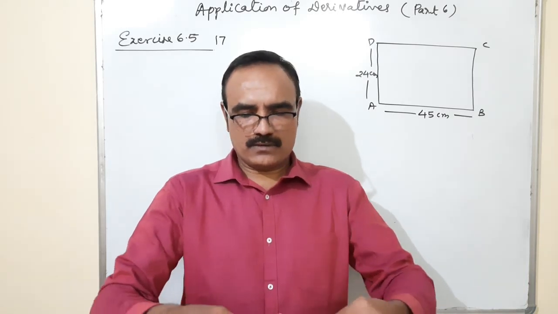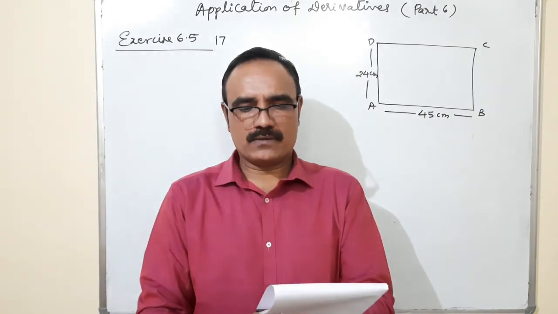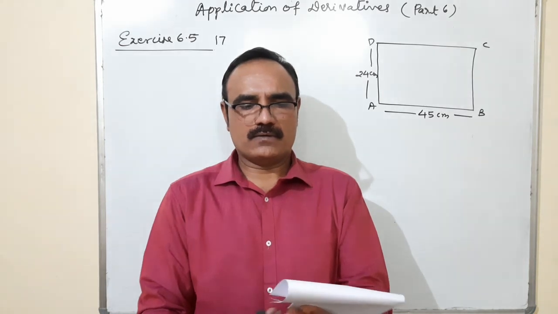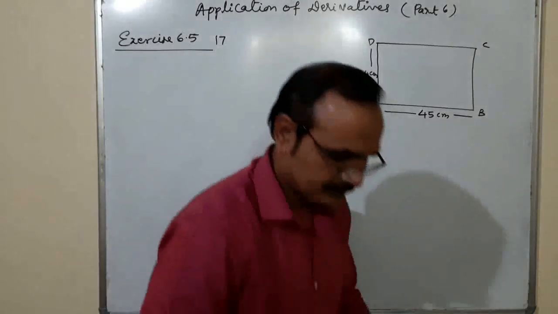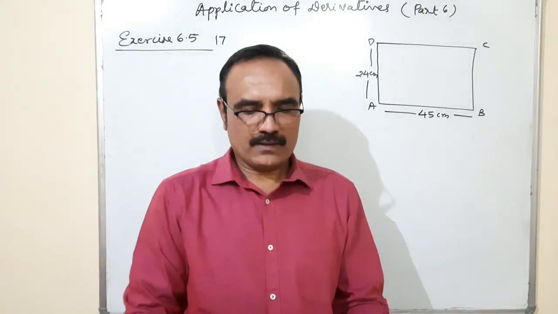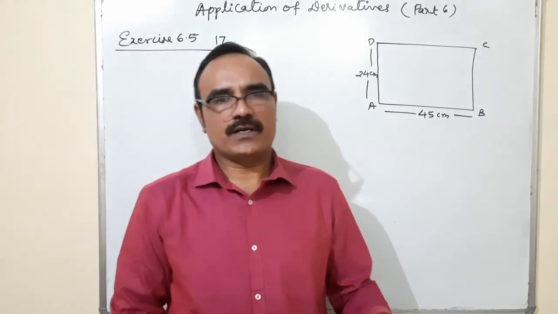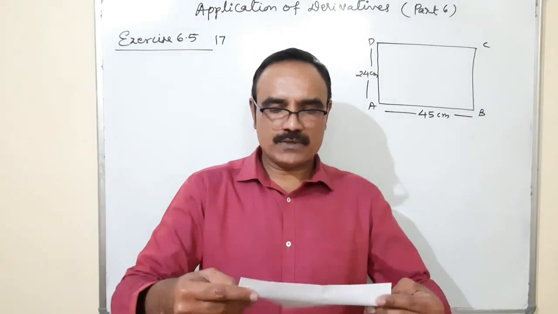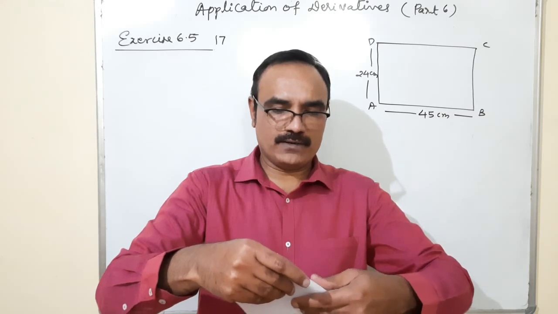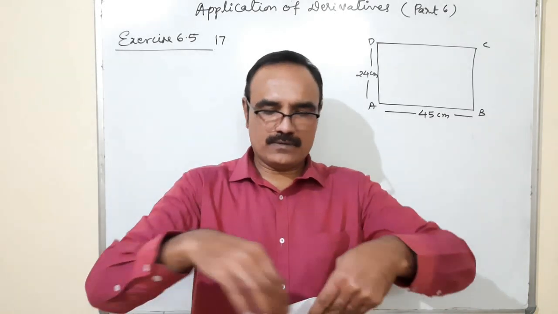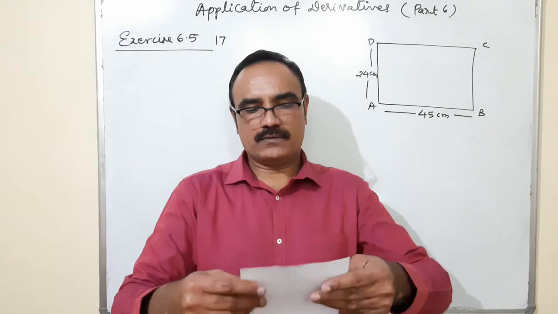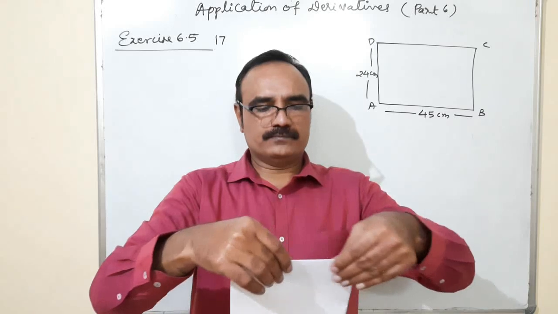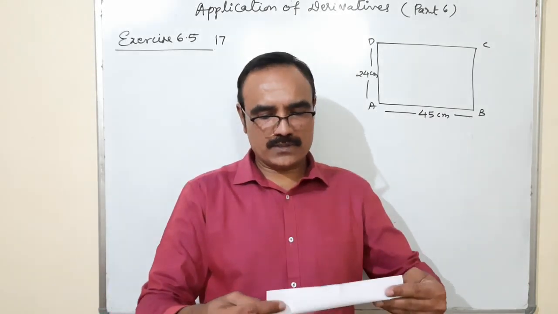Okay. Suppose these 4 squares I have cut from each corner. It is 45, this is 24. And the flaps are to be folded. This is the situation 1. Second, it is 2. After that there is a third one.